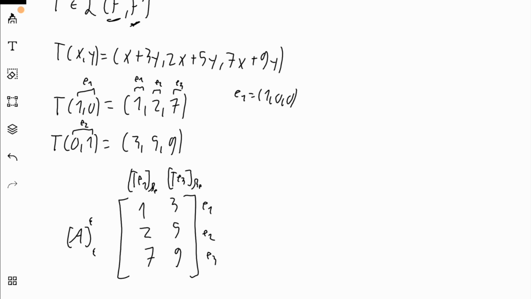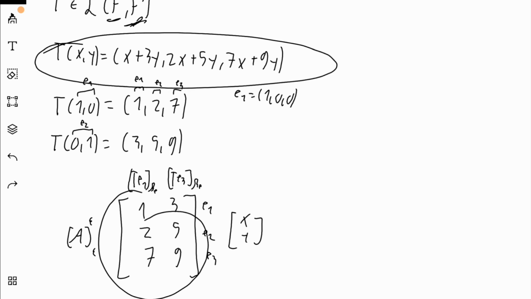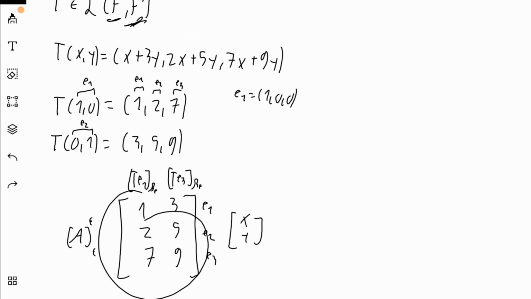So now we can multiply any vector by this matrix, for example, like x, y by this, and we will get outputted a vector which will be in this field over here. And again, this matrix just represents this linear transformation over here in the standard basis. We could have also chosen a different basis. This is the example. Thank you for watching, and goodbye.